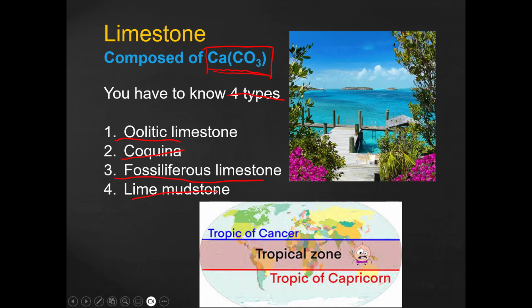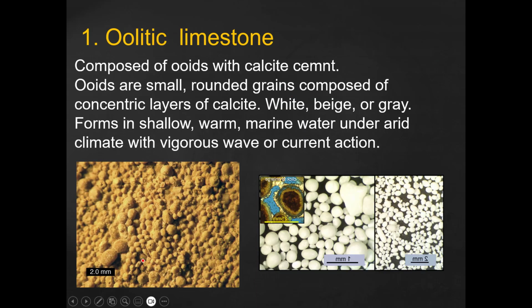If you are going to be a geologist, you will have to learn different words, but for an introductory class such as this, 4 is good. As I told you, they form in the tropics between the Tropic of Cancer and the Tropic of Capricorn. So the first one is the oolitic limestone.